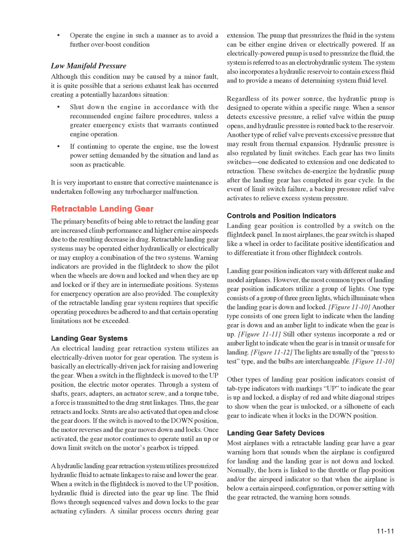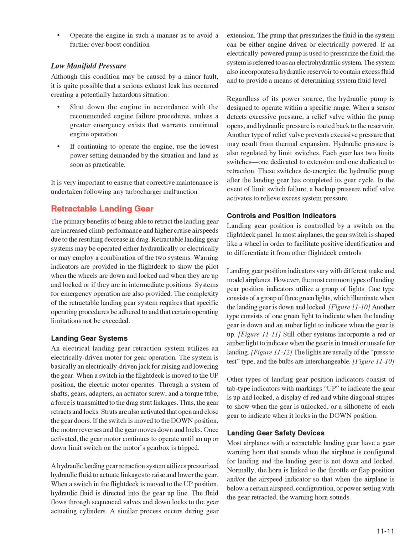Figure 11.10. Other types of landing gear position indicators consist of tab-type indicators with markings: UP to indicate the gear is up and locked, a display of red and white diagonal stripes to show when the gear is unlocked, or a silhouette of each gear to indicate when it locks in the down position.